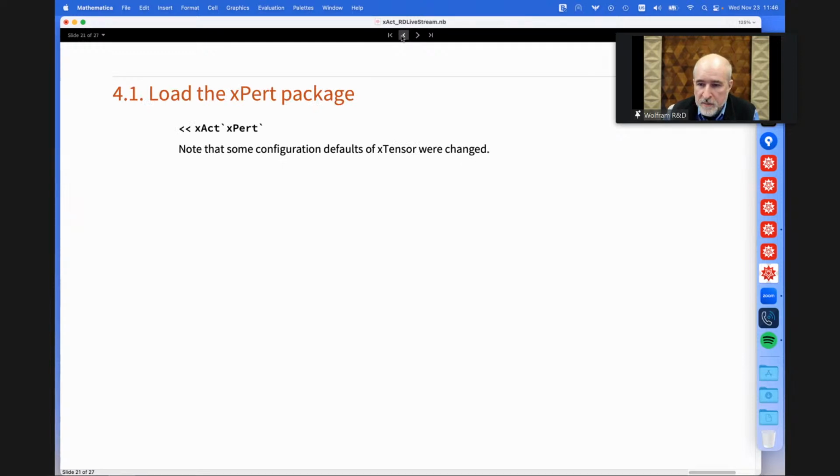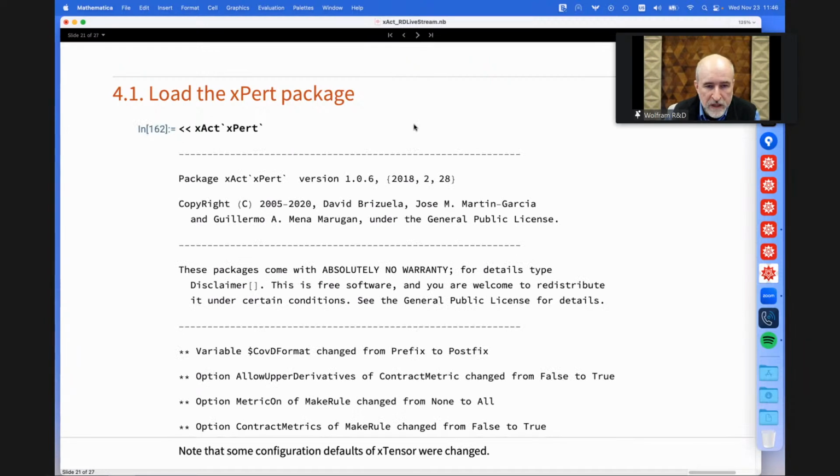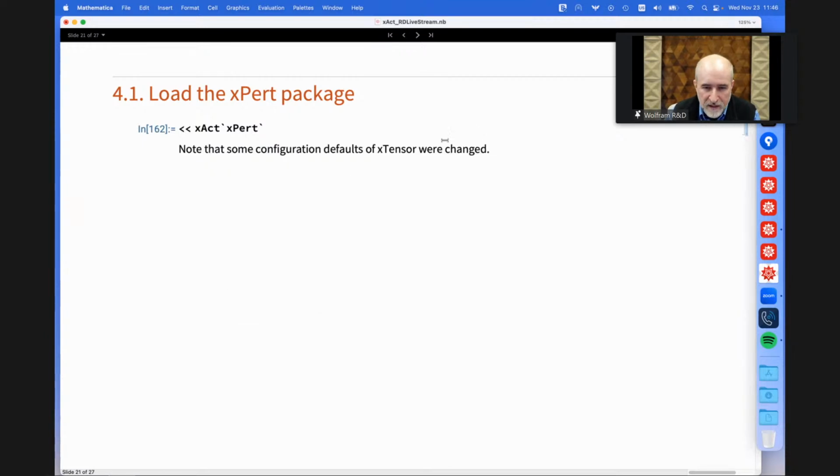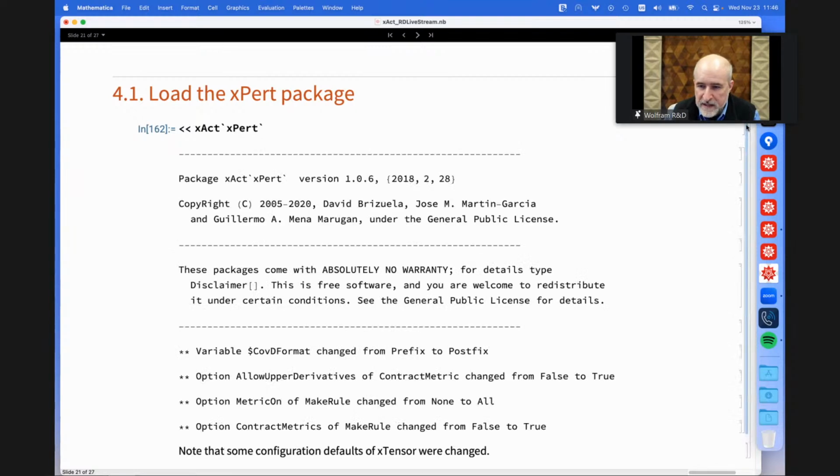Okay, so I'm going to show a couple of examples of perturbation theory, which is something that I know many of you like a lot. So we load the package for perturbations. It's called xPert, another package with an X. And notice some packages allow themselves to change the settings. So you have to be careful, because sometimes a package will go and say, I really like these other settings, so it changes a few things. So be careful with that.